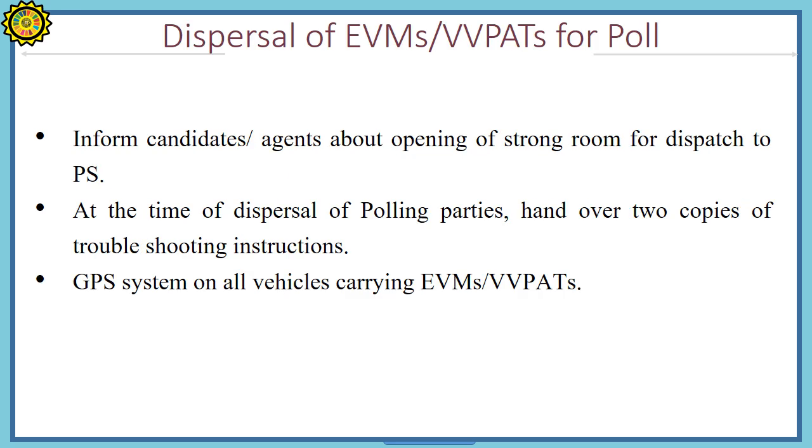Dispersal of EVM VVPAT for poll. Inform candidates or the agents about opening of strong rooms for dispatch to polling stations. At the time of dispersal of polling parties, hand over 2 copies of the troubleshooting instructions. GPS system on all vehicles carrying EVM VVPAT.